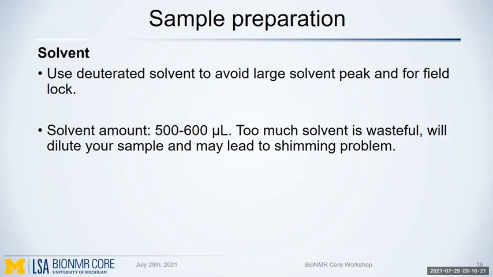Sometimes I find users add too much sample to their NMR tube. They even add the solvent all the way to the top of the NMR tube. This is actually not good. First, it's a waste of your solvent, and it will also dilute your sample, because your sample concentration is diluted by the excess solvent. It can also lead to shimming problems. Those with too much solvent will have a temperature gradient. The top of your sample and the bottom of your sample will have different temperatures when inserted into the probe, and that can cause shimming problems.